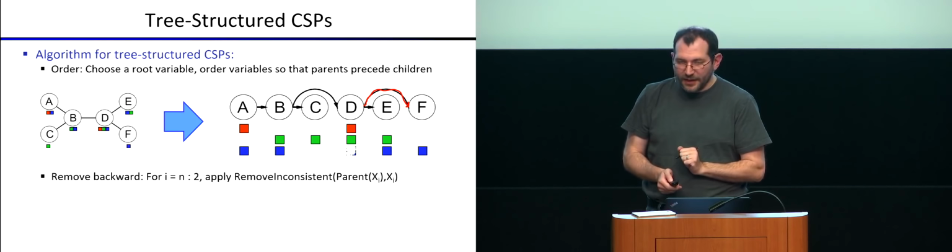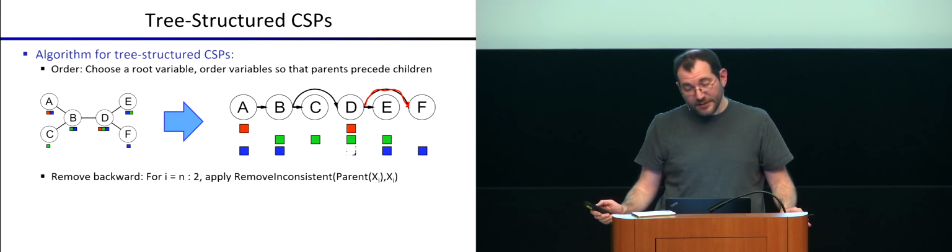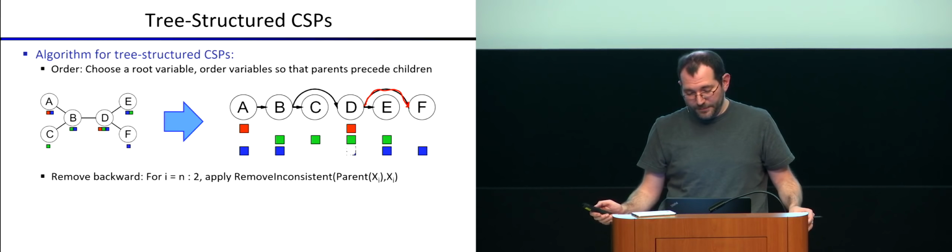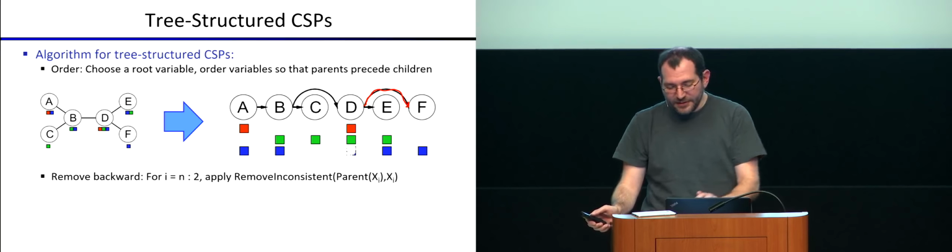Next is E. I look at the arc that points to E, that's D to E, and I make it consistent. Is it consistent already? Let's look at it. Red works. I can pick anything I want. Green works because I can pick blue. So that one's already consistent. Now I'll go to D. Incoming to D is the B to D arc. Is there anything that has to go, or is it already consistent? Already consistent. Now we do C.